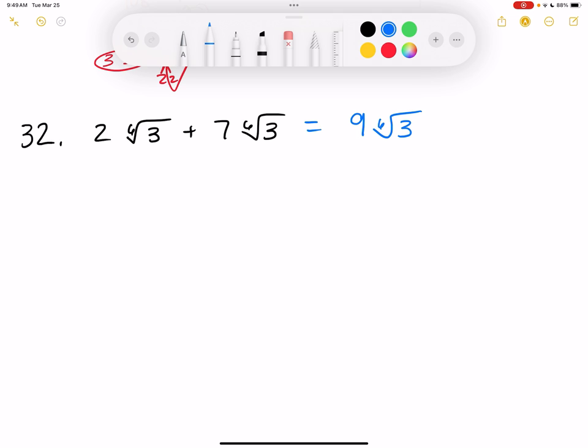So, anytime we're adding or subtracting, we treat these things like terms. They just go with it. It's just the numbers in front that are getting added or subtracted. They have to have the same root and the same number inside to do that. Otherwise, we couldn't do that.